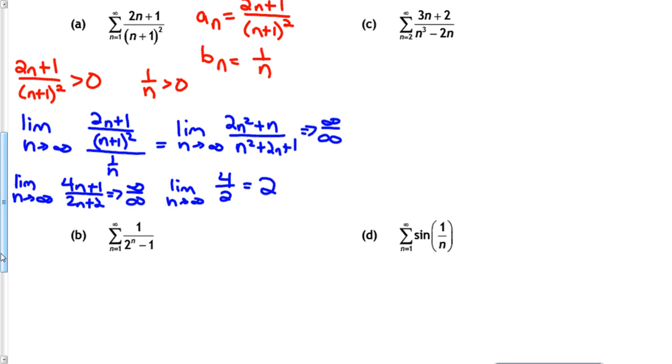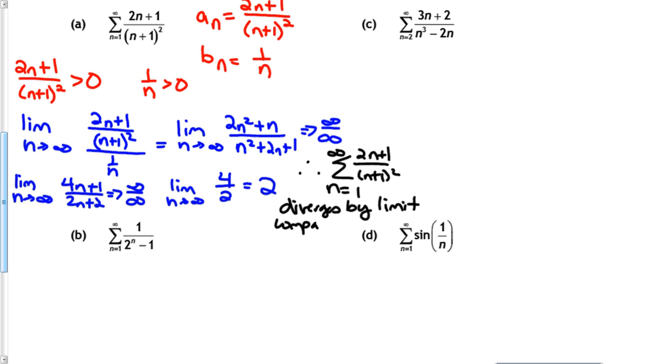So now I need to state what I know. Therefore, this sum that I'm asked about diverges by the limit comparison test, and I'm going to have to erase this momentarily so I have space for my other problem, because this sum from 1 to infinity of 1 over n diverges.